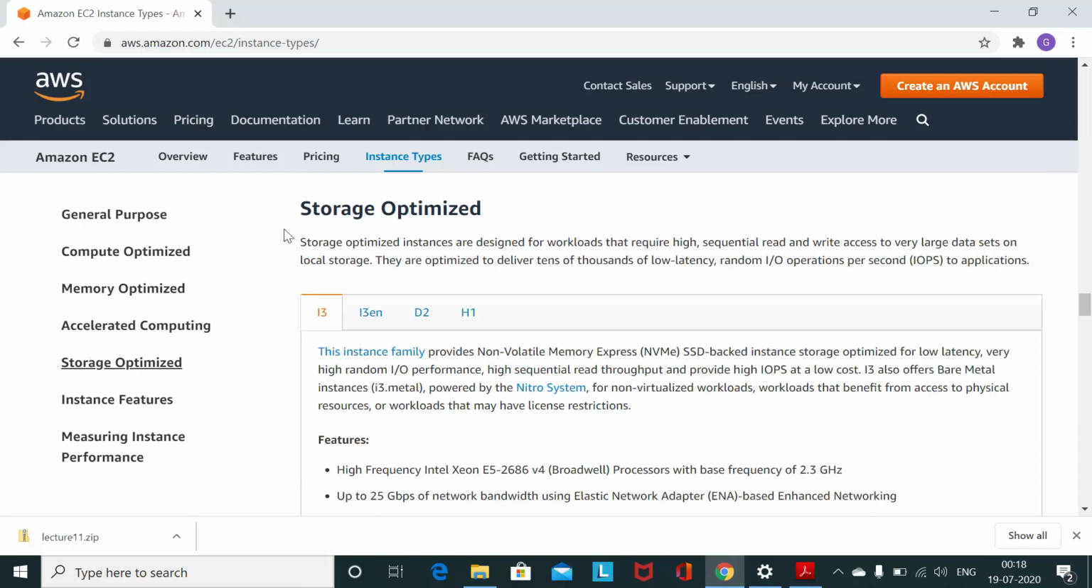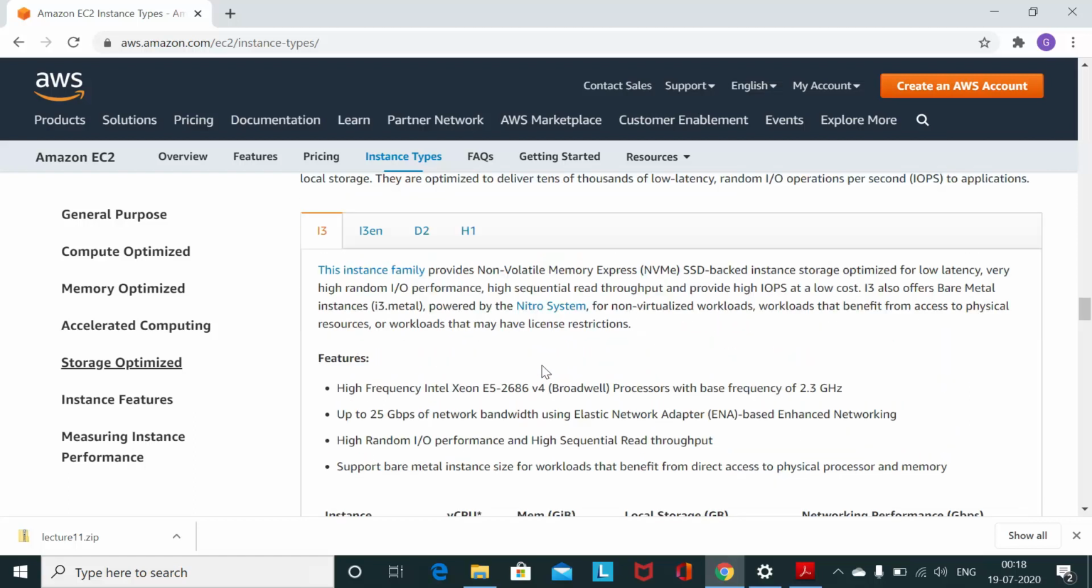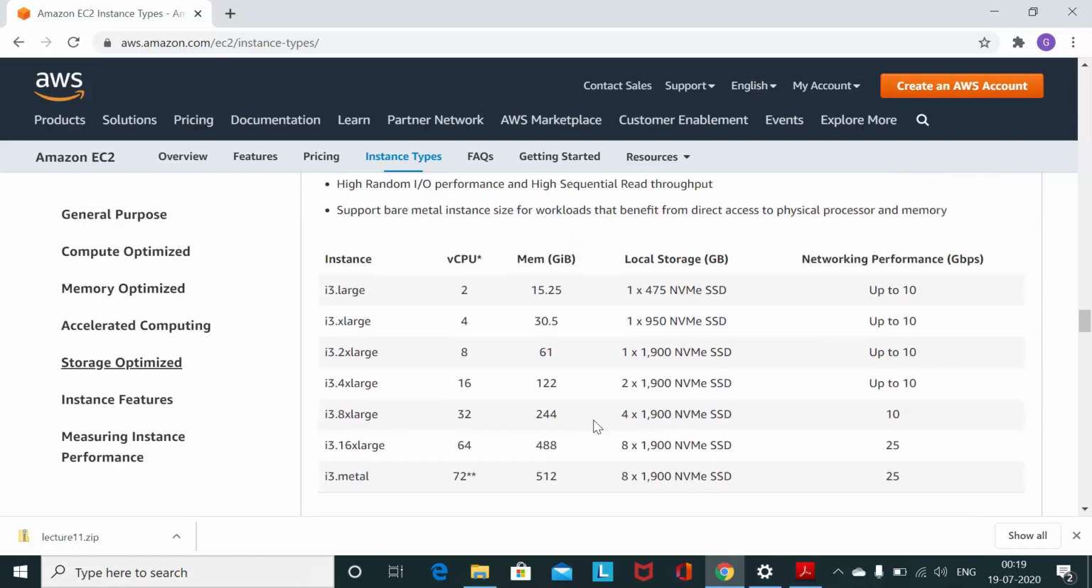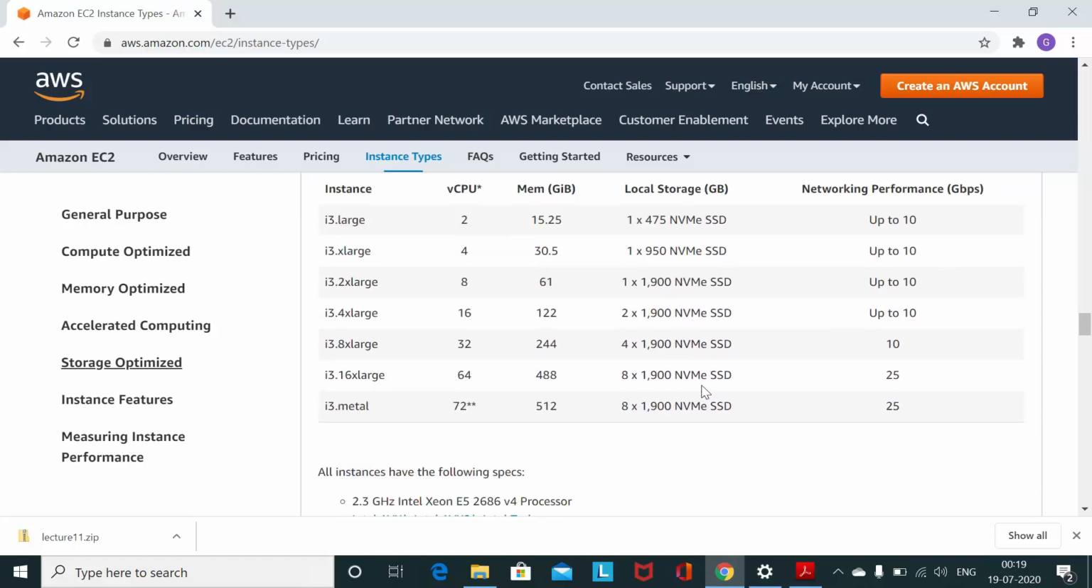Finally, there is a storage optimized instance. They are designed for workloads that require high sequential read-write access to very large data sets on local storage. They are optimized to deliver tens of thousands of low latency random input-output operations per second to the application. So basically, they would be ideally suited for high performance computing kinds of applications. These are the specifications for this kind of instances.